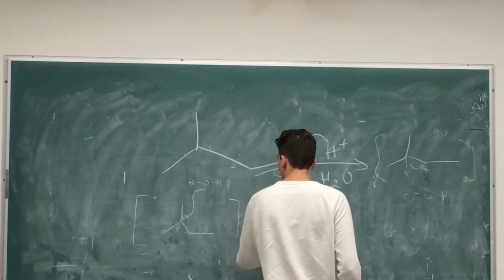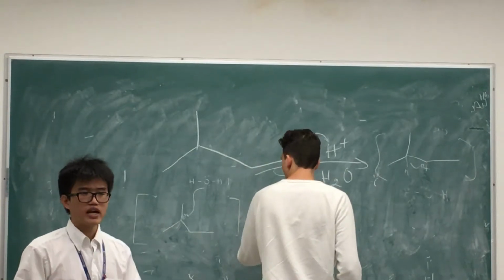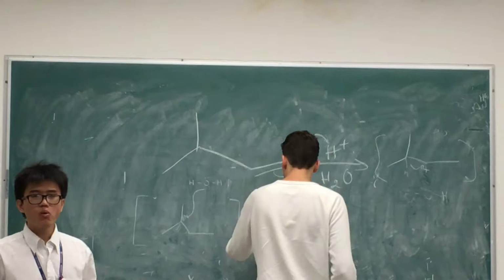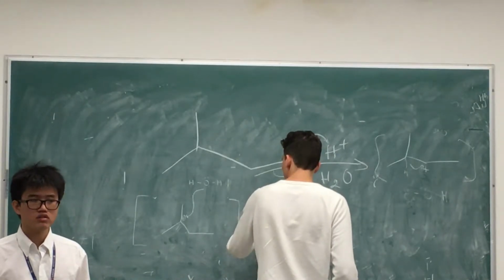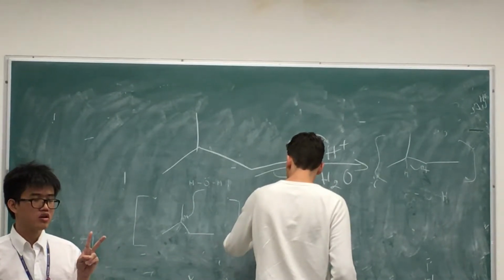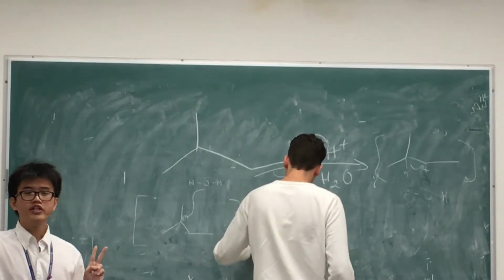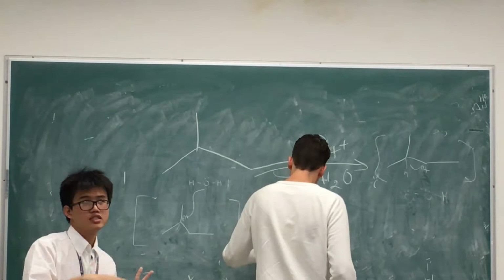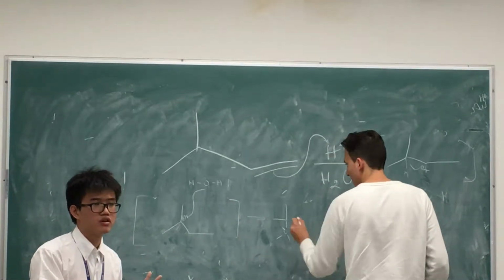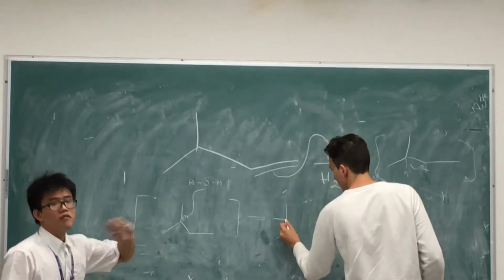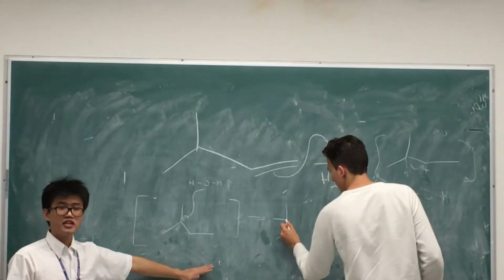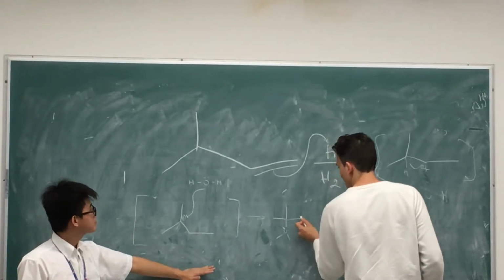So, in order to synthesize alcohol from alkene, you can just add acid and water. But what are the issues? There are two issues. First of all, it must follow Markovnikov's rule. It means OH attacks the more substituted carbon. And second, rearrangement. Right? Good?